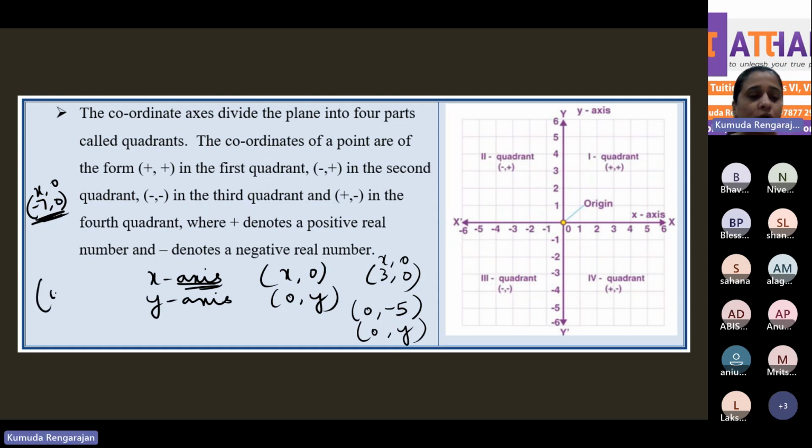And if you have a point like (0, 11), which is of the form (0, y), it clearly lies on the y-axis, not in any quadrant, on the y-axis.